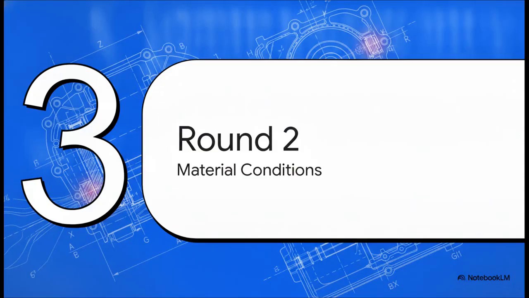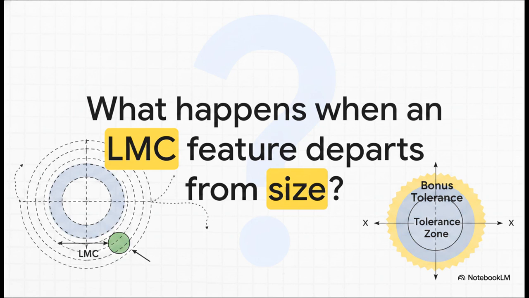Section 3, Round 2, Material Conditions. Okay, put on your automotive product development hat for a minute. You're designing a cast transmission housing, and preserving minimum wall thickness is absolutely critical. When a positional tolerance is applied on a least material condition, or LMC, basis, what happens when the produced feature departs from its LMC limit of size? Really think about the geometry of the hole and that tolerance zone.